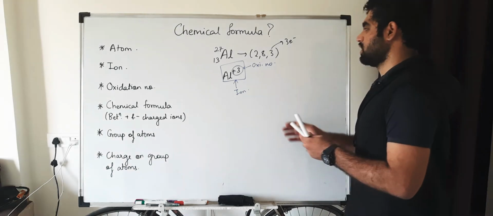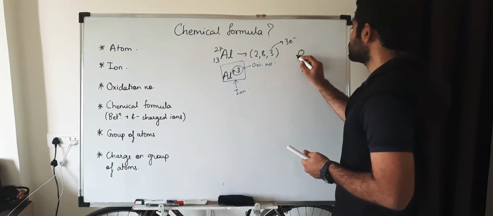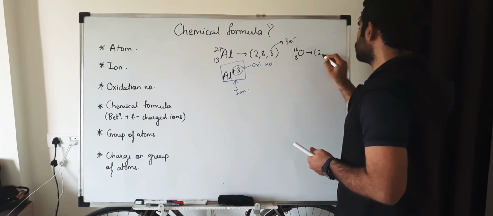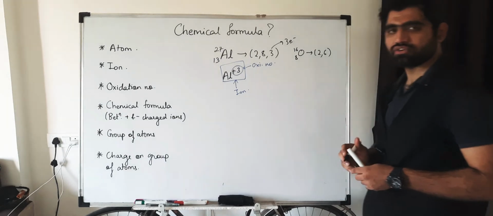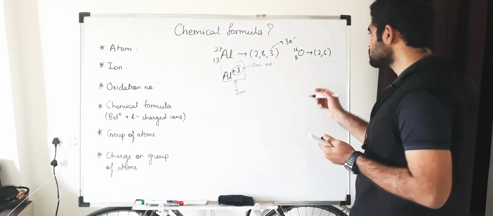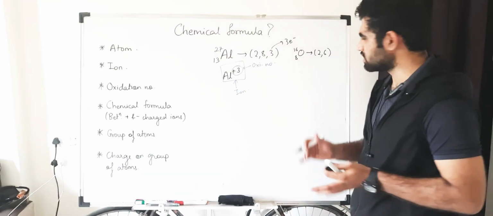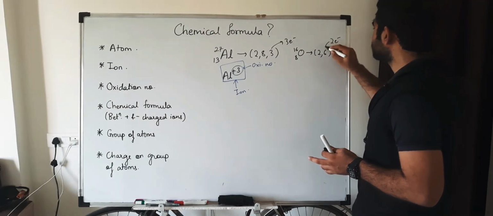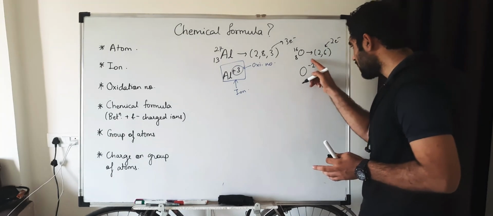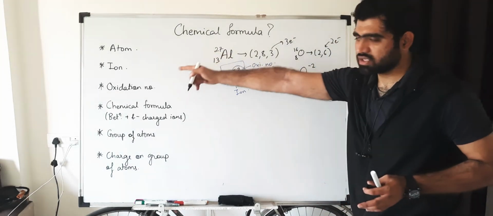Okay, so now similarly, if I am saying oxide, it means oxygen. Oxygen is 8 and 16, so electronic configuration 2, 6. The outermost shell has 6 electrons, more than 4. Therefore, instead of donating, it will accept electrons. So 2 electrons will be accepted, but it has 3 electrons, so it creates a confusion. Let's consider it has accepted 2 electrons, resulting in formation of O minus 2. Again, minus 2 is the oxidation number, and O raised to minus 2 is the ion.